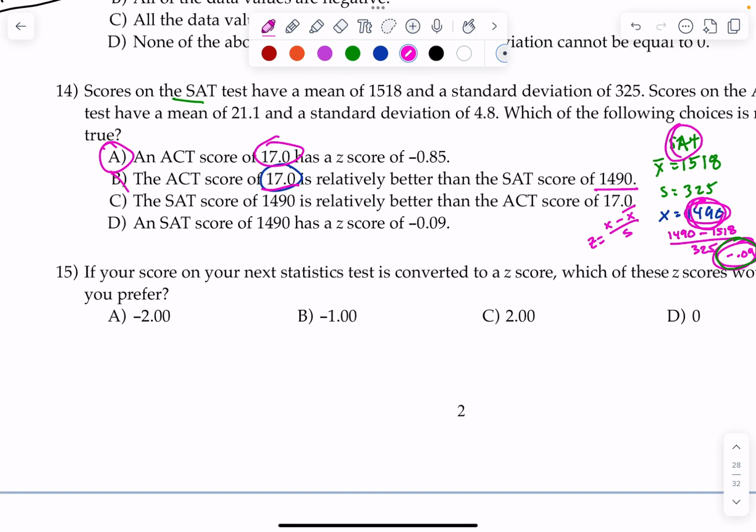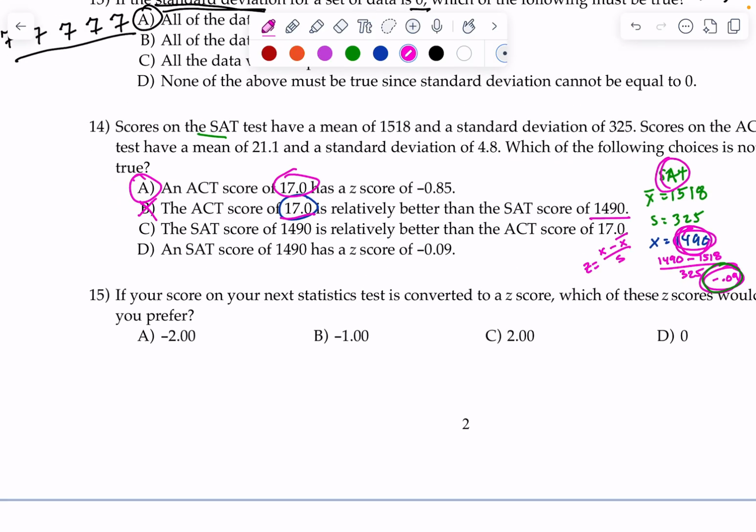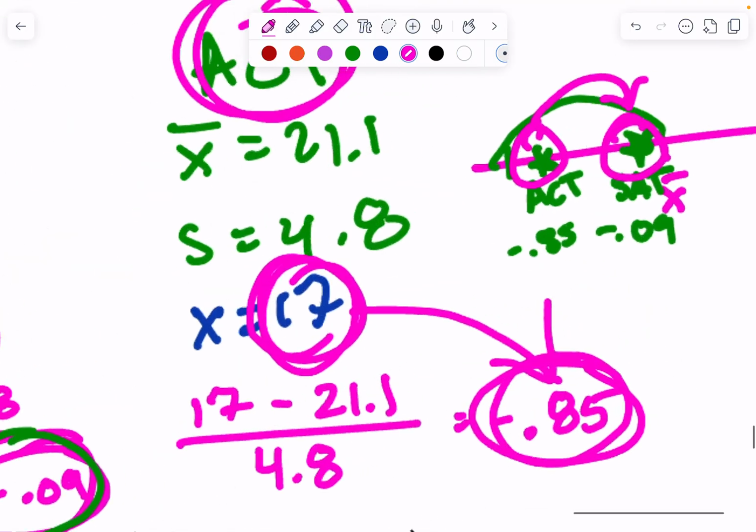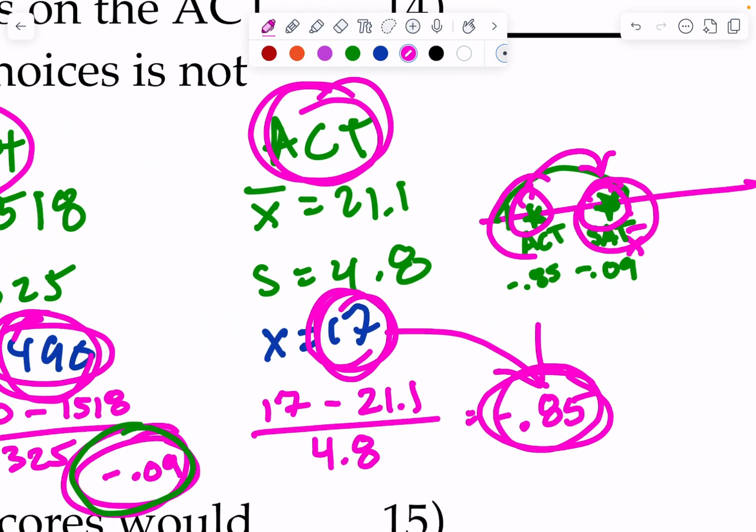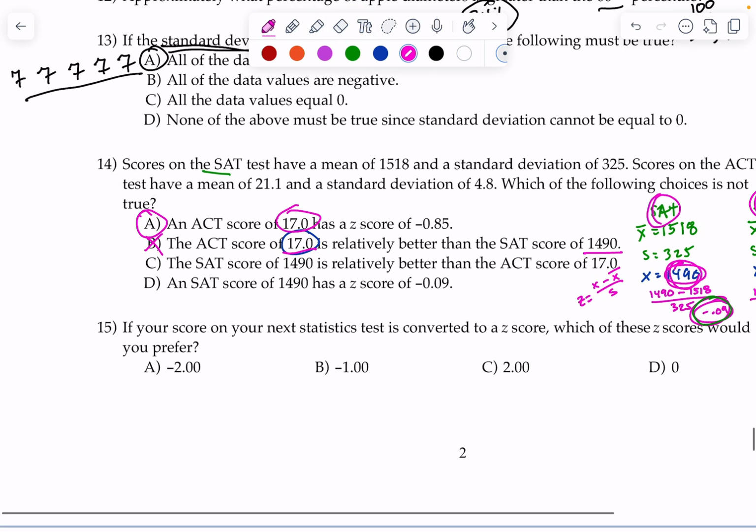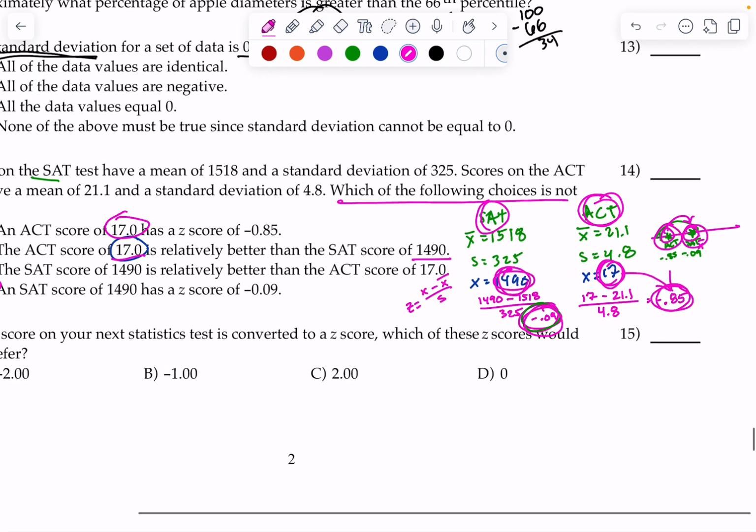Now, what's funny is that this one is saying the exact opposite of that. 1490 is better than 17. So they're saying SAT is better than ACT. So C is true. And then D, SAT of 1490 has a z-score of negative 0.09. We found that, so that is true. So which of the following is not true? B is actually the correct answer. It's the only one that's not true.